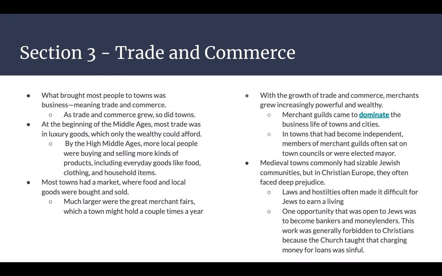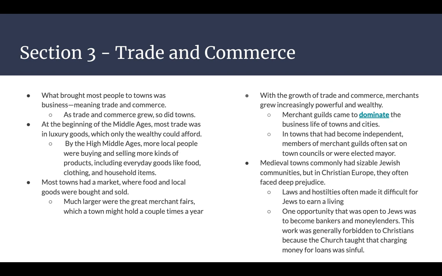At the beginning of the Middle Ages, most trade was in luxury goods, which only the wealthy could afford. So people made everyday necessities for themselves. But by the High Middle Ages, more local people were buying and selling more kinds of products, including everyday goods like food, clothing, and household items. Different towns began specializing in producing certain goods, such as cloth, glass, and silk. Most towns had a market where food and local goods were bought and sold.